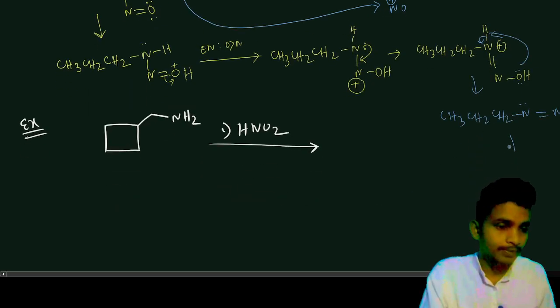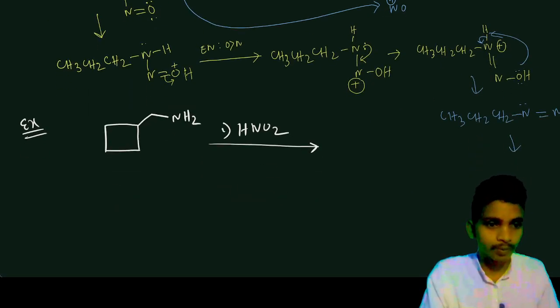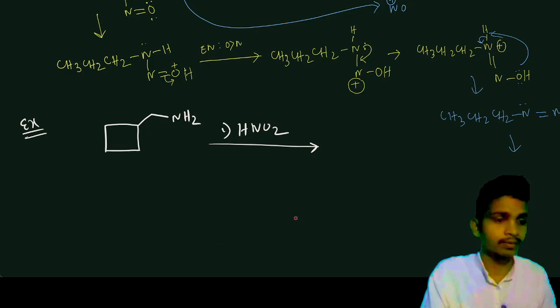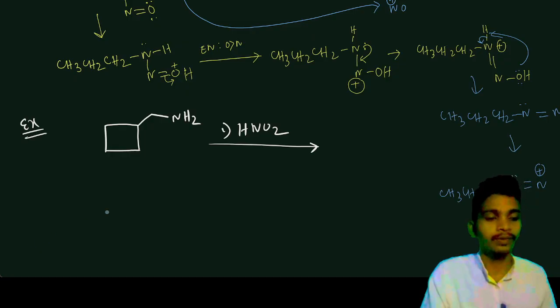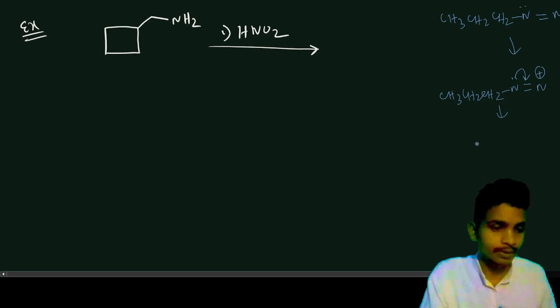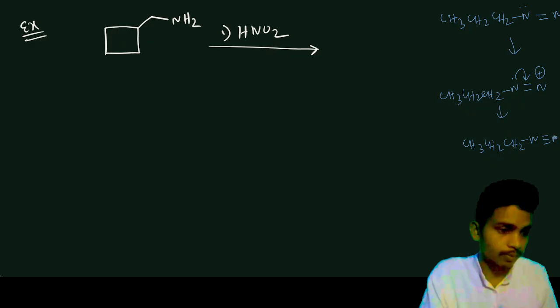So now what will happen? Since water is a good leaving group, this water will leave by taking this lone pair electrons. Then what you will get here? That is going to be CH3, CH2, CH2, and this is going to be N, double bond N, and here we will have that N positive charge. Again, this lone pair electrons will be taken here. Then what we'll get here? That is CH3, CH2, CH2, and this N, this is going to be the triple bond.